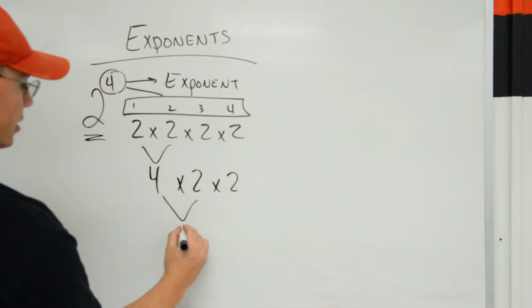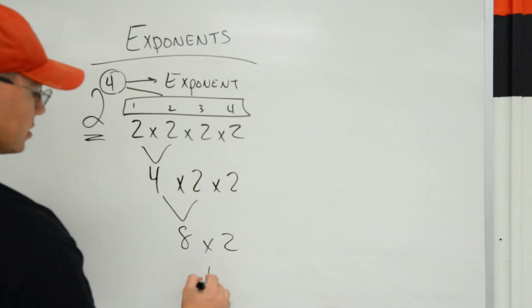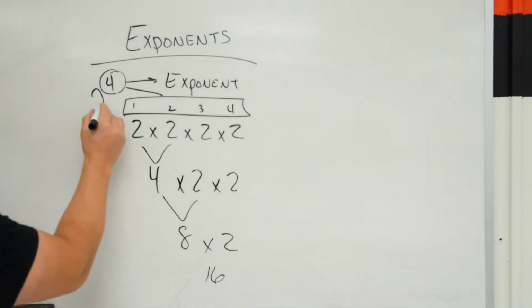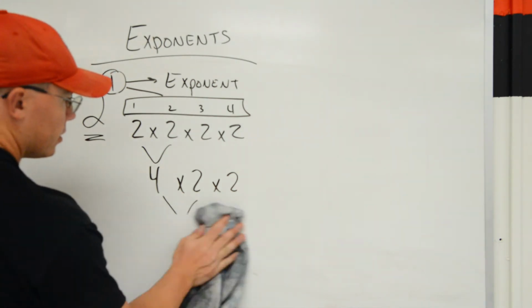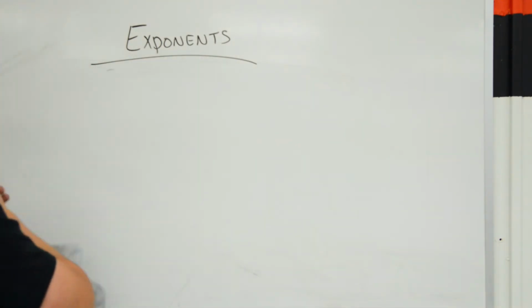Bring everything down. 8 times 2, 16. So 2 to the 4th power gives you 16. Okay, that's what exponents are telling you to do.